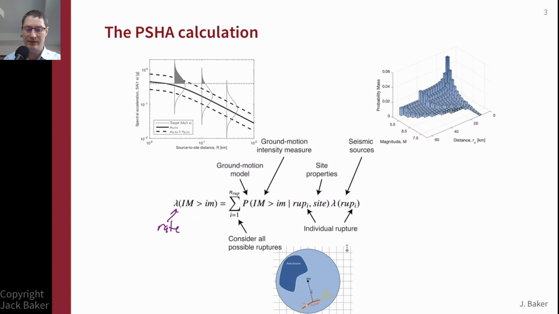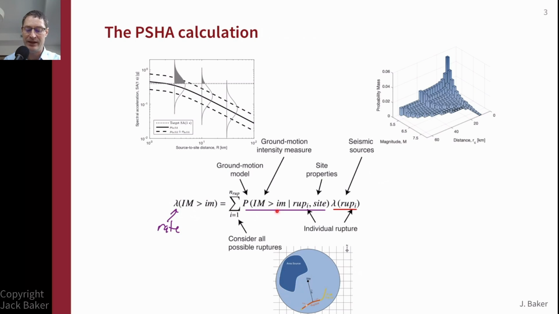Now the second, and we could mark that in red here. Then our ground motion model piece is going to be the other term here inside the summation. Here we're using the ground motion model to predict, given a rupture, which is the rupture we specified over on the right, and given our site properties, the soil properties, and maybe basin properties, things like that, what's the probability that rupture is going to produce an intensity measure value that's greater than that threshold of interest, small im.